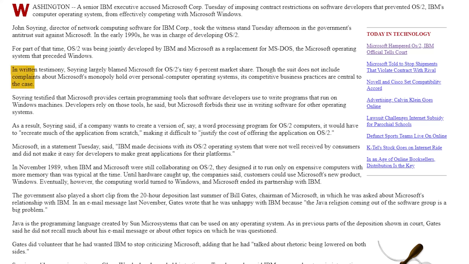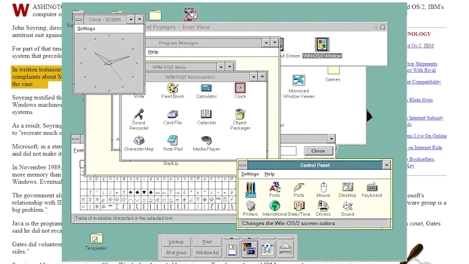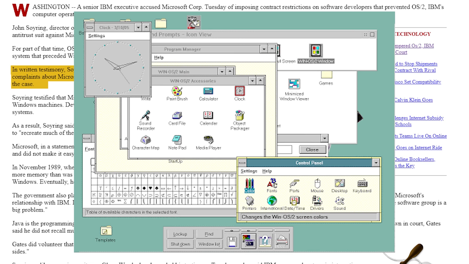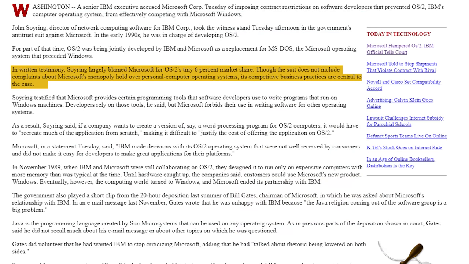IBM, however, saw things differently. They blamed Microsoft for OS/2 only capturing something like 6% of the market. OS/2, in a sense, was a commercial failure. But in another sense, OS/2 was a technological marvel. It was so far ahead of its time in terms of its capabilities. It could run Windows programs, it could run DOS programs, and it was stable and it was fast. It could do both, but it had the hardware requirements necessary to do so. So when you're talking about hardware, yeah, most consumers didn't have that hardware, and again, that was another issue and another reason for lack of sales.